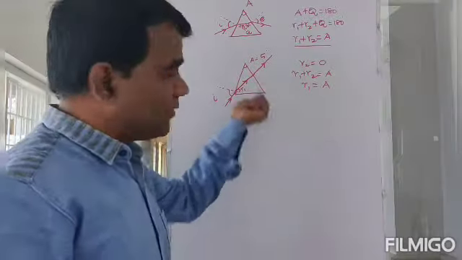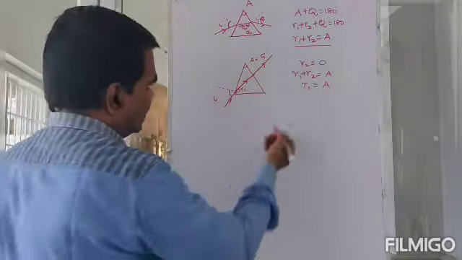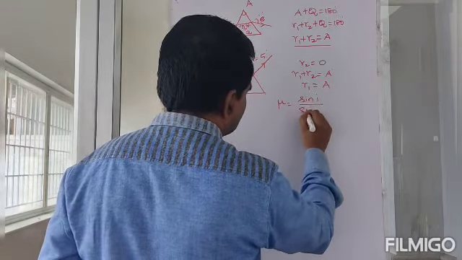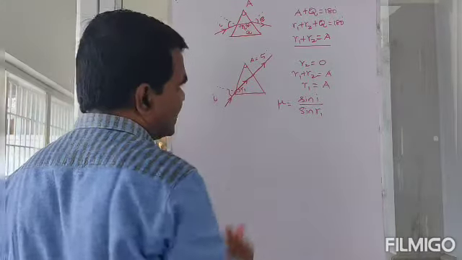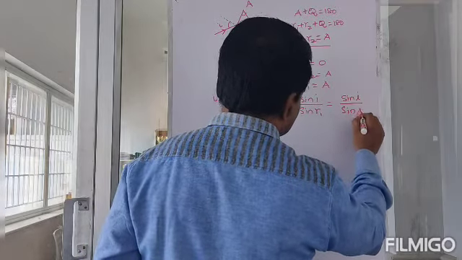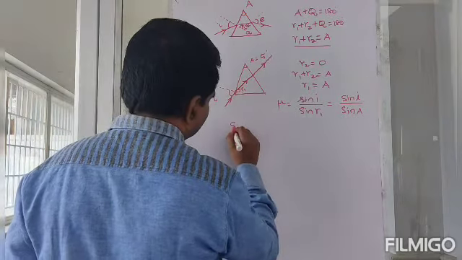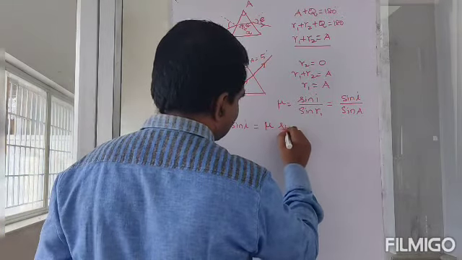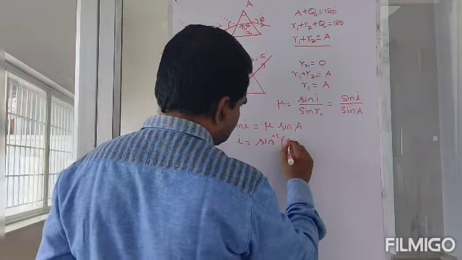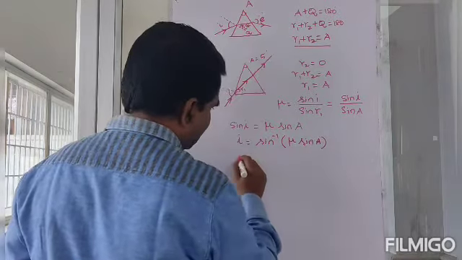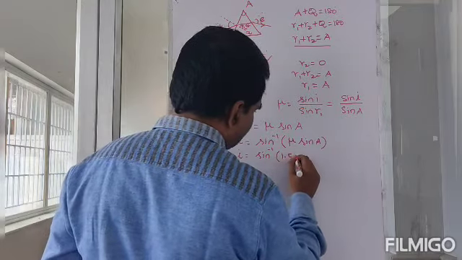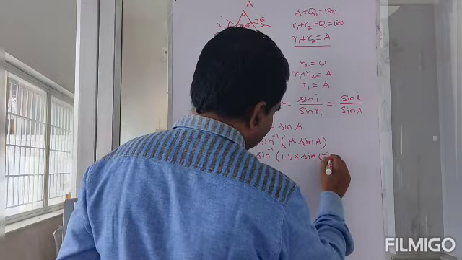That's what we know. Once we know this, the rest is easy. Why? Because what is the refractive index? Mu is written as sin I by sin R1. But R1 is A. So what do I get here? I get sin I by sin A is equal to mu. So what is sin I? Sin I is equal to mu times sin A. So I is equal to sin inverse of mu sin A, which means I is equal to sin inverse of 1.5 times sin 5 degrees.